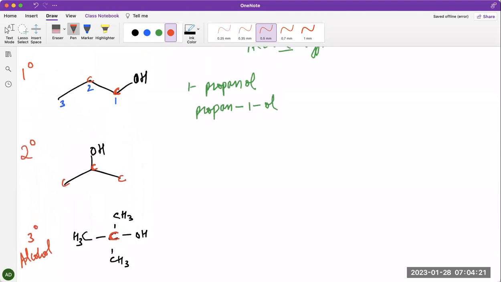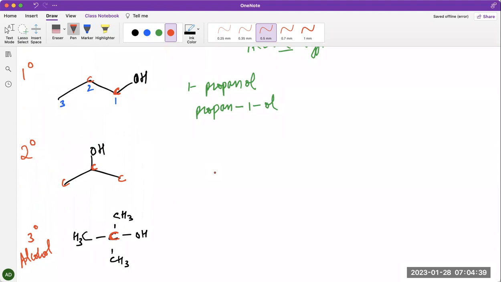Primary is when this carbon is only bonded to one carbon. A carbon, when it's bonded to two carbons, is secondary. The carbon, when it's bonded to three carbons, is tertiary. Guys, think about this. Can you ever have a quaternary alcohol? Would that ever be possible? What do you guys think?